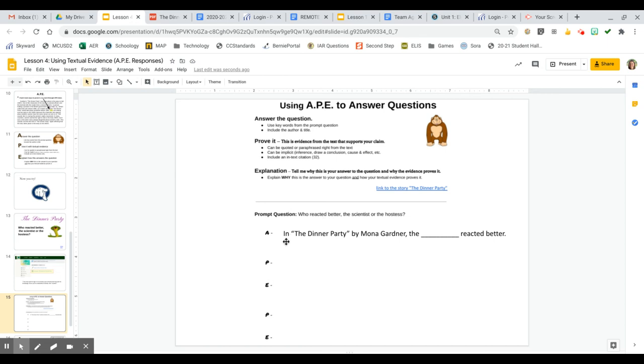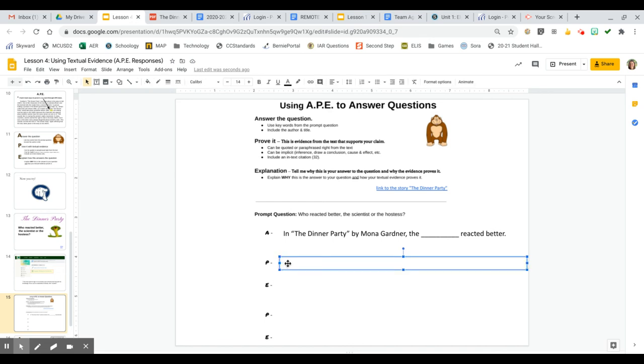So you can use this format right here if you want to copy that down, but make sure you put who you think reacted better here. In The Dinner Party by Mona Gardner, the scientist reacted better, or in The Dinner Party by Mona Gardner, the hostess reacted better. Once you get your A, you're going to go on to the P.